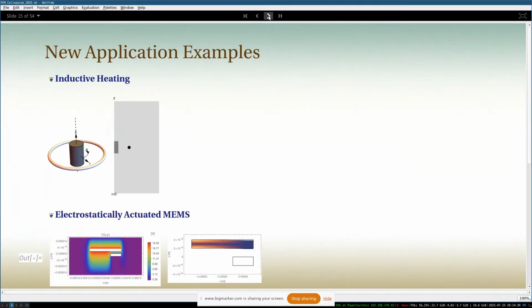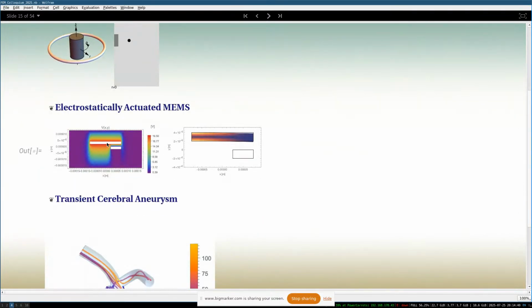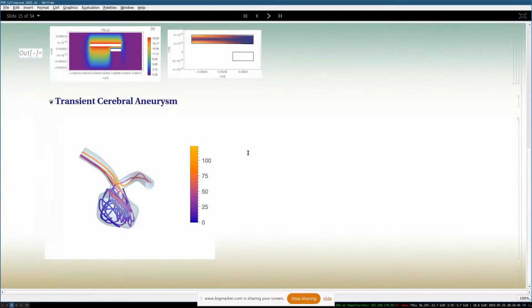New application examples. We've added an inductive heating example, which couples magnetics with heat transfer. We have an electrostatically actuated MEMS, so this is, again, electric field with solid mechanics. In previous versions, we had a cerebral aneurysm, and in version 14.2, we've added a time-dependent cerebral aneurysm, which computes the fluid flow through a cerebral aneurysm.